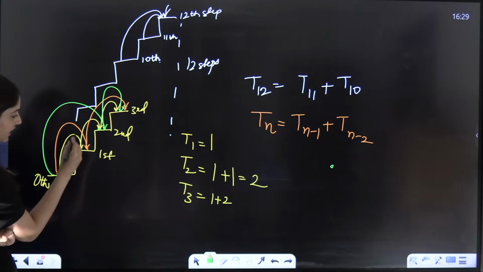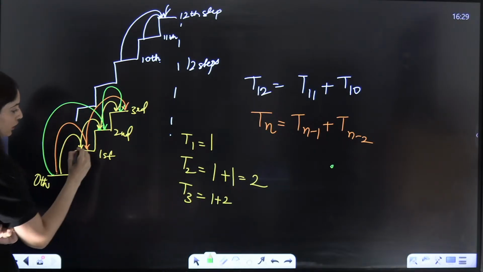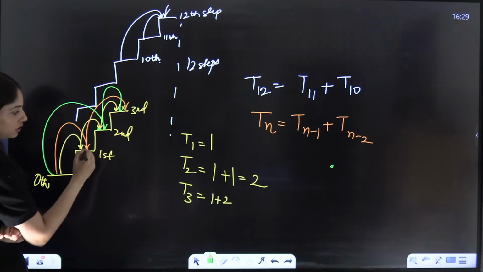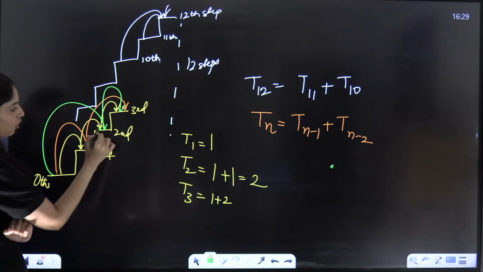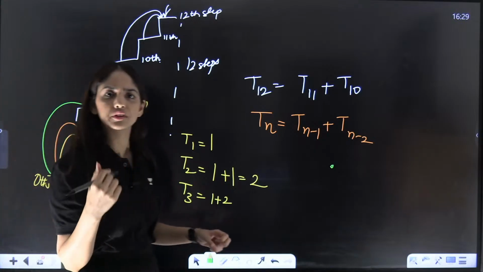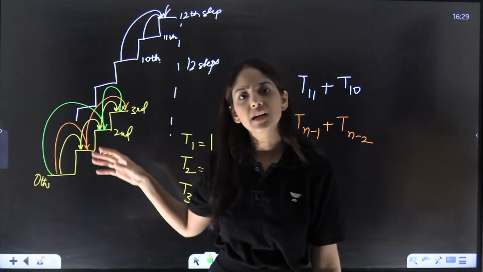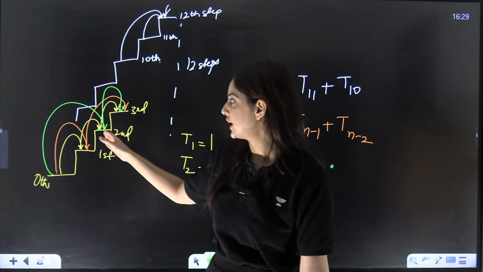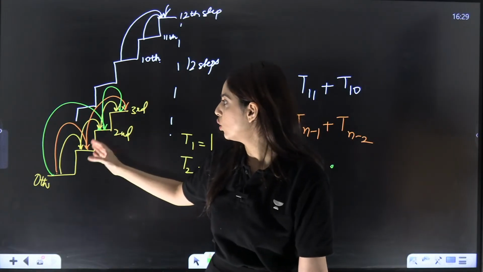There was only one way. So either we take the orange route, or we take yellow or green. Now, bache, you might say that once we have reached the first step, there are still two ways of going to the third step, right? We can either go to second and then to third, or we can go directly to third.